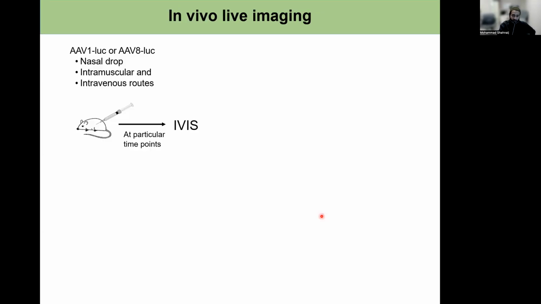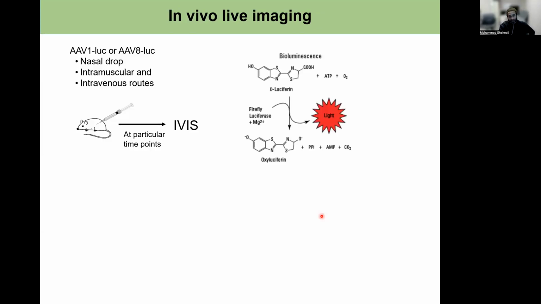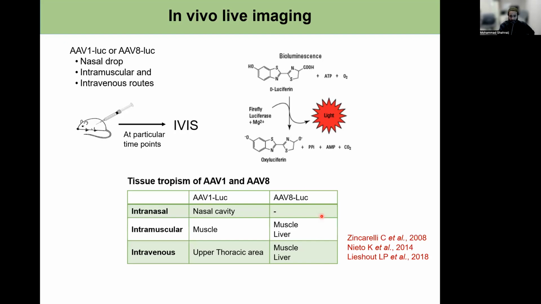So we used the BALB/c mouse, and I tried the nasal drop, intramuscular, and intravenous routes. The first two methods, the nasal drop and the intramuscular routes, are very safe, and they don't need much technical expertise to inject. However, the intravenous route needs some technical expertise and has some concerns. But in the mouse model, we can try it and translate the expression and overall things.